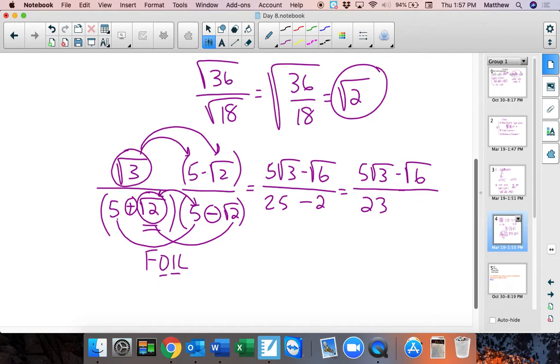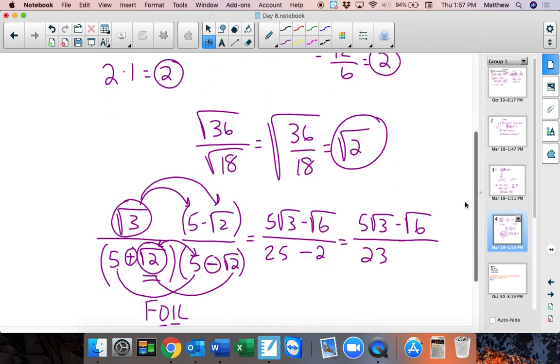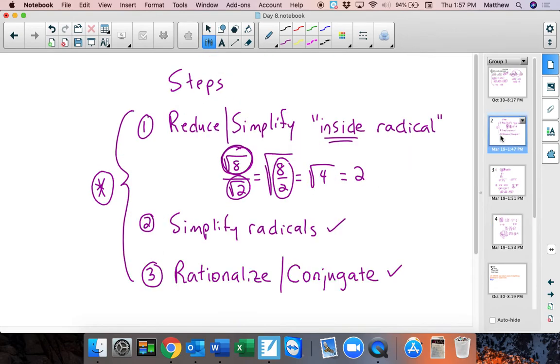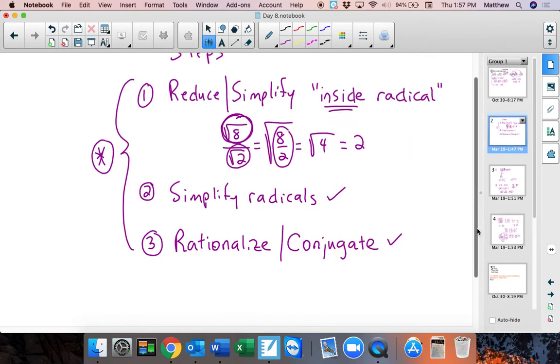And that's going to be it for right now. So again, if you want to re-watch this video before you take the assessment, that's fine. We've done examples of every type of problem that you might want, but just think about these rules. Always reduce or simplify inside the radical when you see a fraction. Then simplify the radicals at the end, and then make sure once you've done all of that, that there's no radicals left in your denominator. If there is, you might have to rationalize if there's just one term, or you might have to conjugate if there are 2 terms in the denominator.